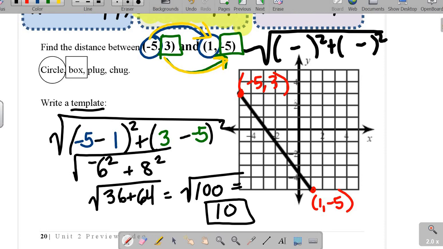So here, I'm going to redo the equation over the grid, but we're going to go right to left. So in this case, right to left, I'm going to go 1 minus negative 5, parentheses squared. And then I'm going to go this way, negative 5 minus 3, parentheses squared.